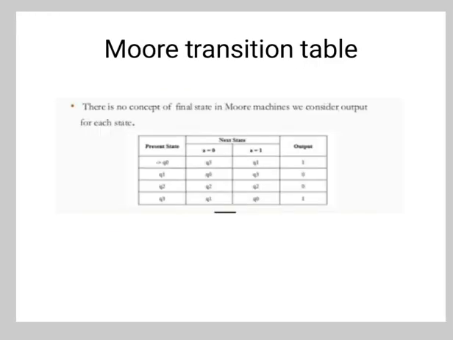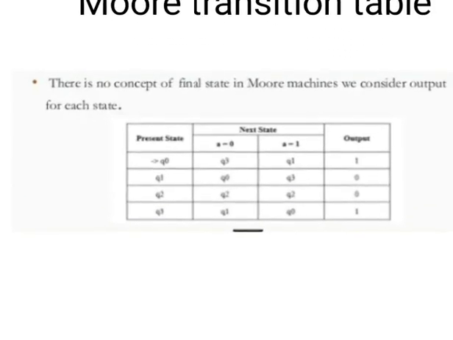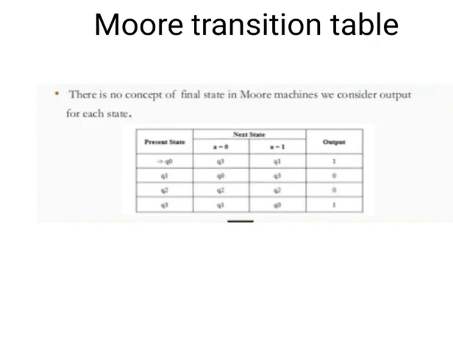So here the Moore transition table is given. There is no concept of final state in the Moore machine, so we consider the output for each state. Here the present state is given, the next state is given, and the output is given.